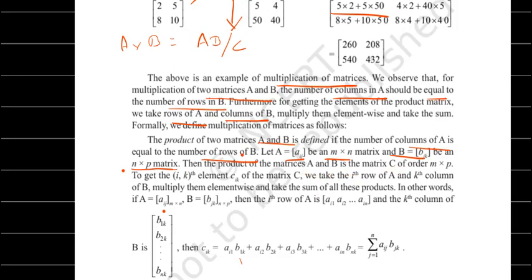The order is m into p. What is this m into p? I will let you know. Just give me 5 minutes.